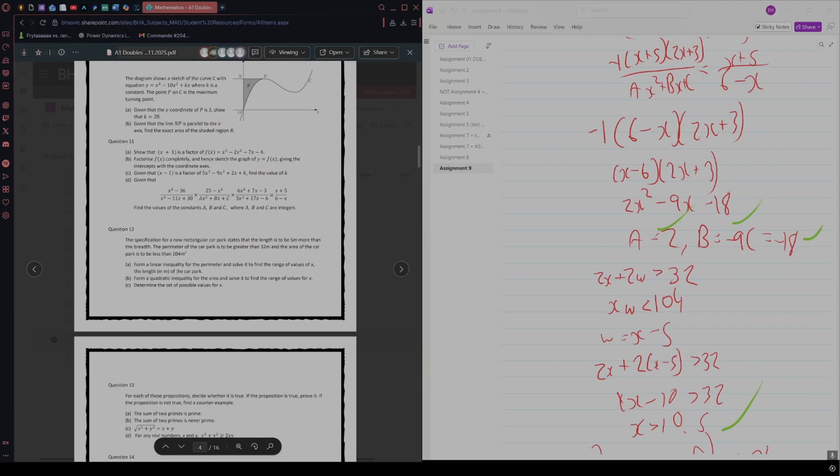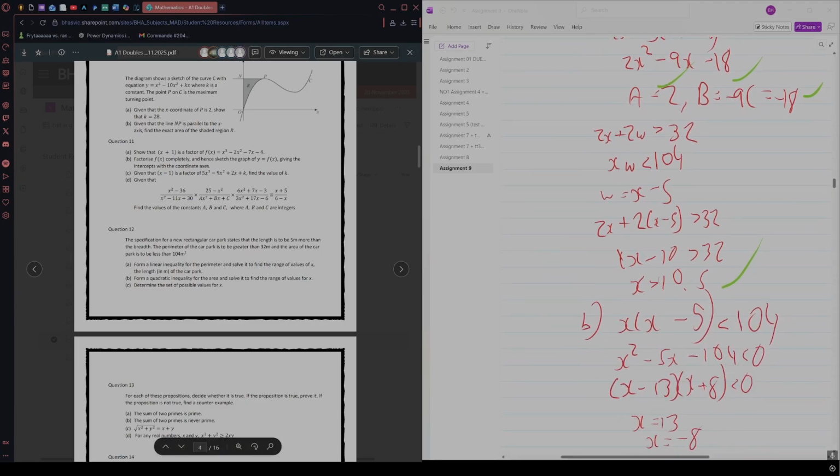Next question. This is a new word that I learned, breadth. I searched it up, it just means width. So you solve the simultaneous equations, it's just some simple stuff. So you know that 2 times the length plus 2 times the breadth is greater than 32, and then the width times the length times the breadth is less than 104, and then you also know that the breadth is 5 less than the length, and then you can just substitute stuff in there, do the stuff.